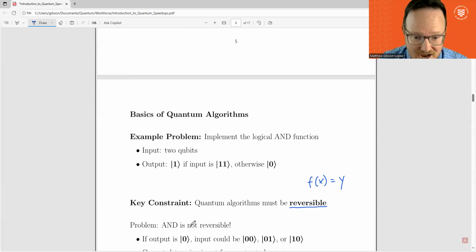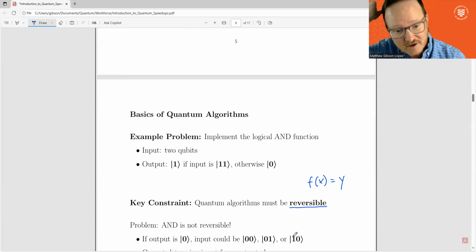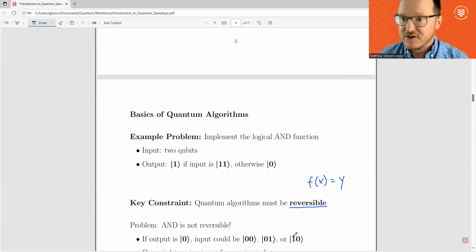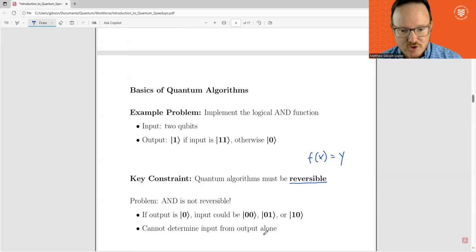And of course, AND is not reversible. If I tell you, hey, I ran the AND function and I got an answer of 0, well, the input could have been any of these three things. It could have been 0, 0, 0, 1, or 1, 0. All of those give me an AND calculation of 0. So AND by itself is not a reversible function. So you can't determine the input from the output alone.